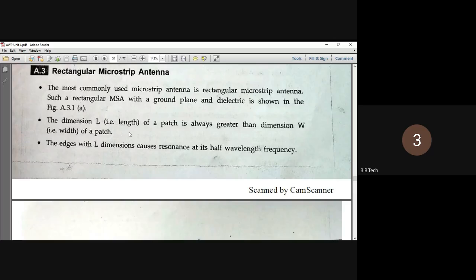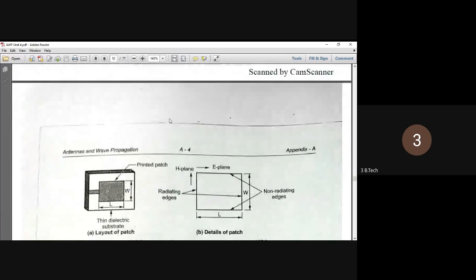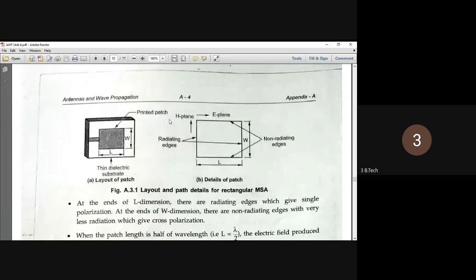Rectangle కాబట్టి. So the dimension L, that is the length of the patch, is always greater than the width of the patch. So the L dimension ఎప్పుడు కూడా greater than width of a patch నుంచి. So the edges with L dimensions can cause resonance at its half wavelength frequency. So edges దగ్గర జరుగుతున్న రేడియేషన్స్ ఇక్కడ thin dielectric substrate board.